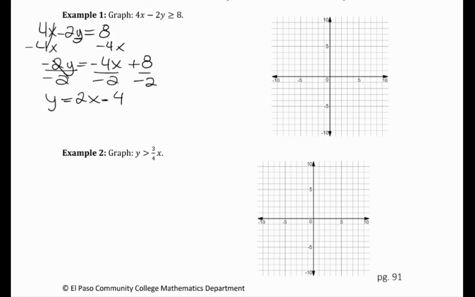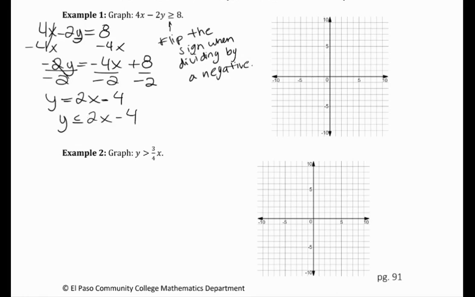Now, when we divide by a negative, we flip this sign. So flip the sign when dividing by a negative. So this is going to be y is less than or equal to 2x minus 4. As we can see, this is going to be a solid line.